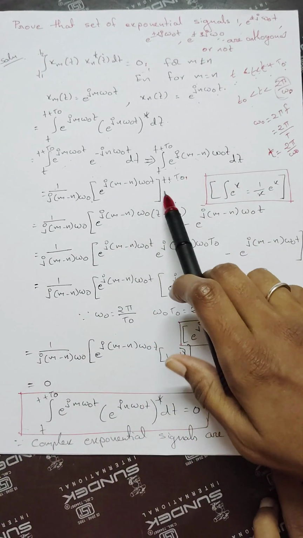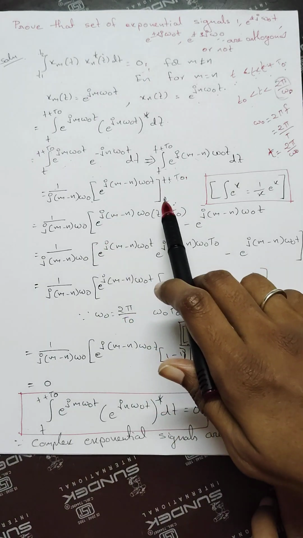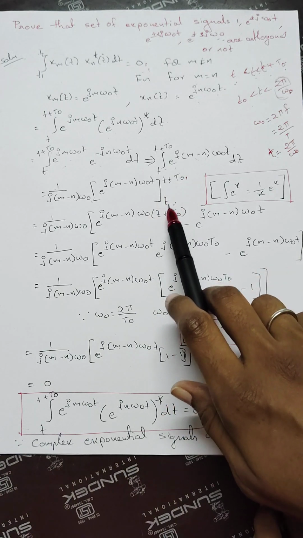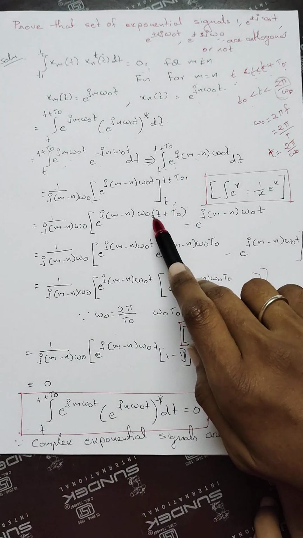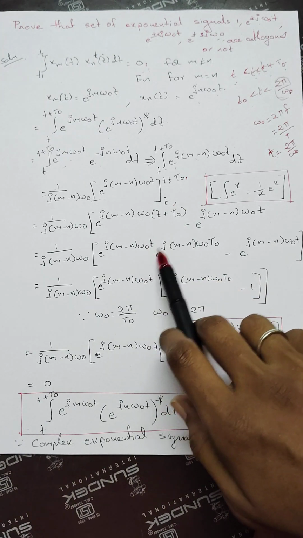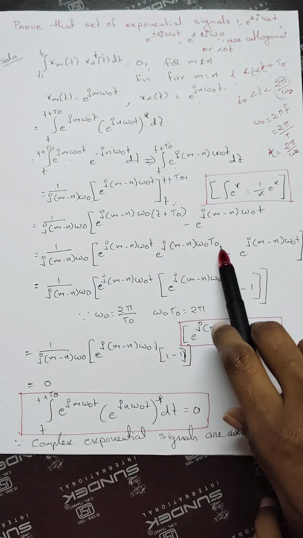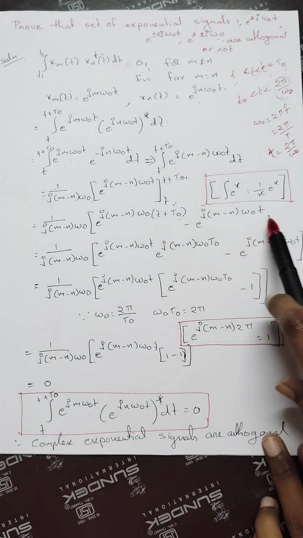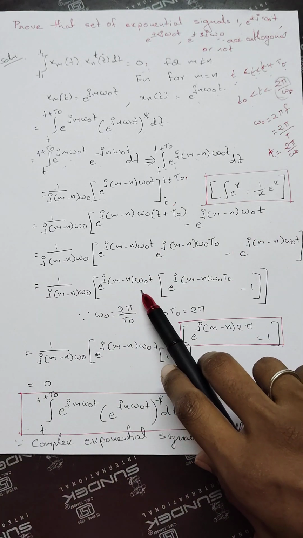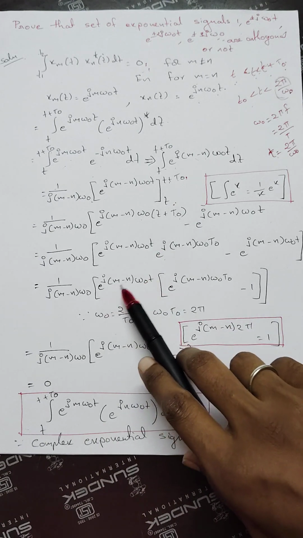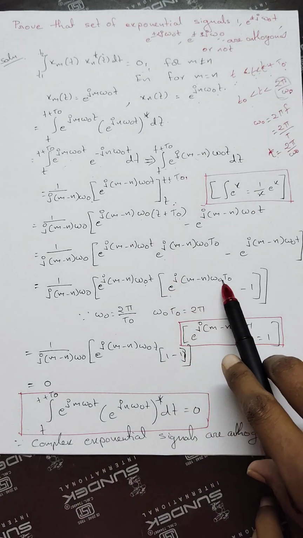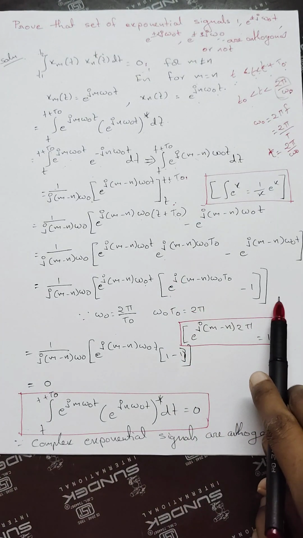So now after integration, you have to substitute the limits of t. Upper limit is t plus t naught and lower limit is t. If you substitute the upper limit, we get e power j m minus n omega naught into t plus t naught, minus e power j m minus n omega naught t. So in these two, which one is common? E power j m minus n omega naught t is common. The remaining part is e power j m minus n omega naught t naught minus 1.